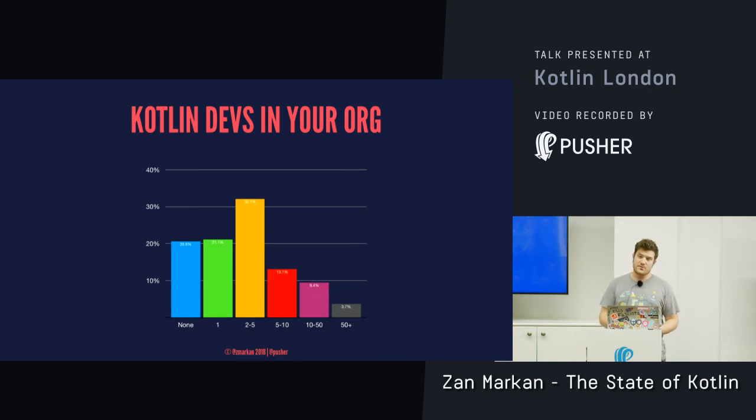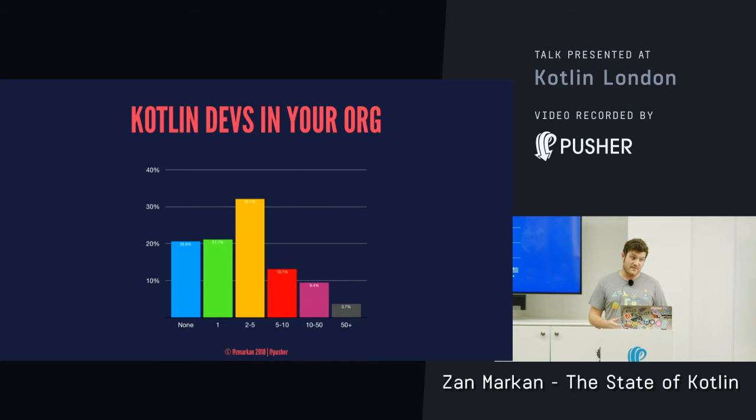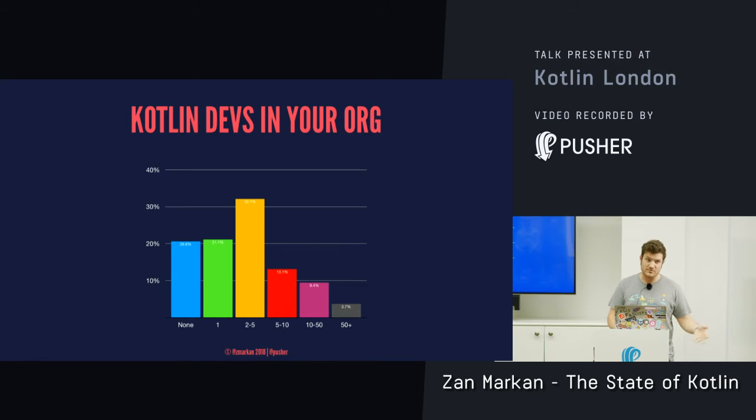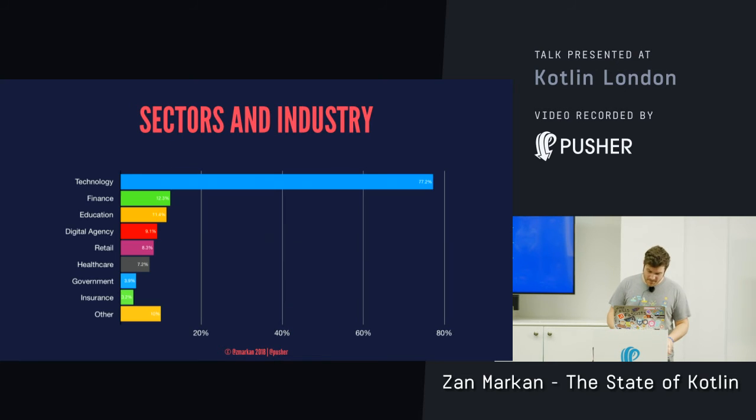And how many developers are in the organizations? A big spike at 2 to 5 developers. It probably means Android teams working on Kotlin. That's my hunch, because that's kind of the size of an Android team. 3.7% of people have more than 50 Kotlin developers in their orgs. So Google, JetBrains, the likes.